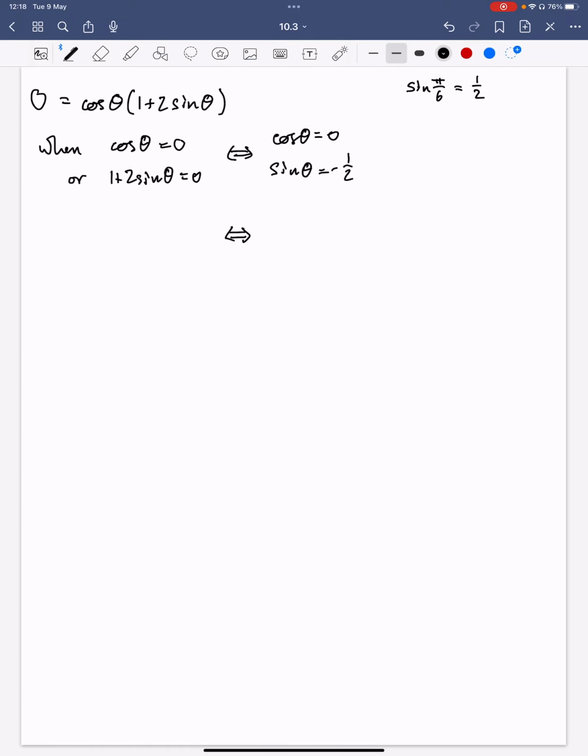So I don't need a repeated solution. So cosine is solved in that range by cosine theta equals 0 when theta is pi by 2 or 3 pi by 2. And sine theta, if you think about the graph that we're solving for, that's the pi by 6, so we're trying to find these two. So theta is, let's call it, pi plus pi by 6, or 2 pi minus pi by 6.